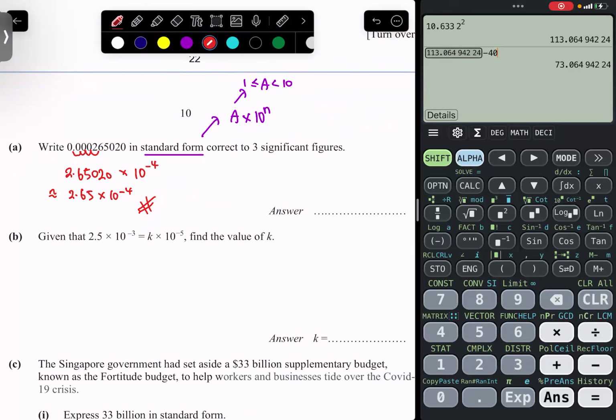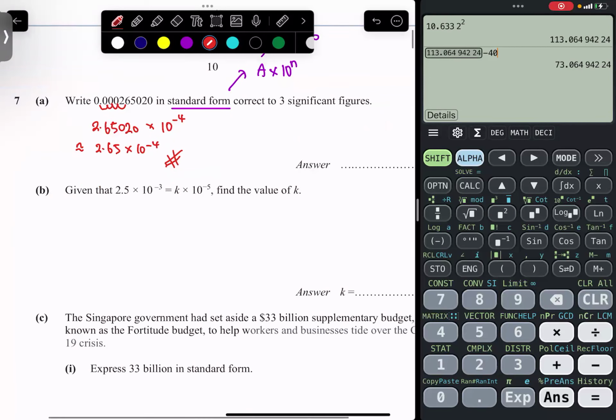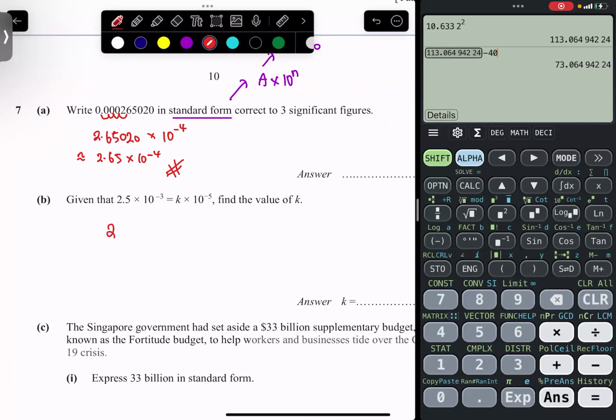Given that 2.5 times 10 to the power of negative 3 equals k times 10 to the power of negative 5, find the value of k. So 2.5 times 10 to the power negative 3 equals k times 10 to the power negative 5. So k equals, bring the 10 to the power negative 5 over, 2.5 times 10 to the power negative 3 divided by 10 to the power negative 5.